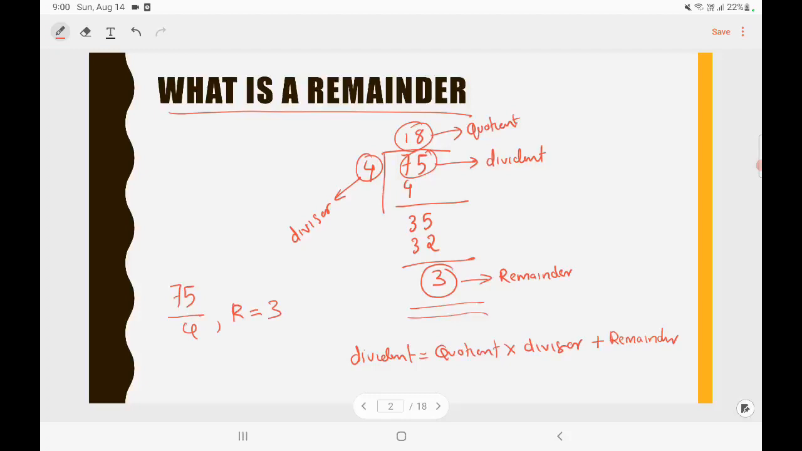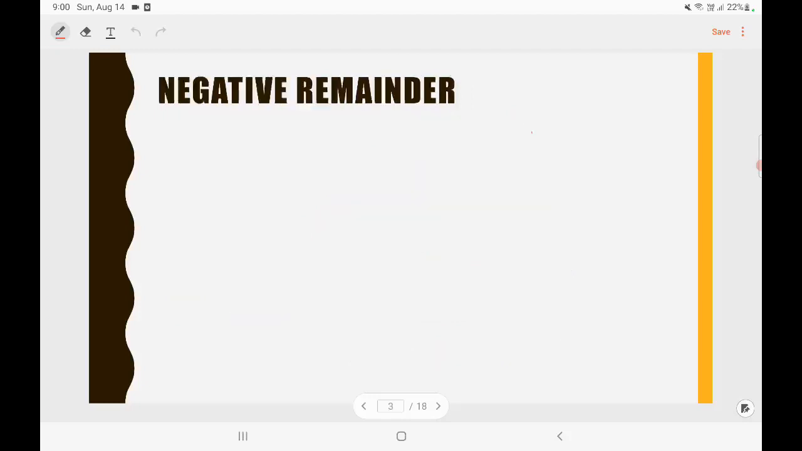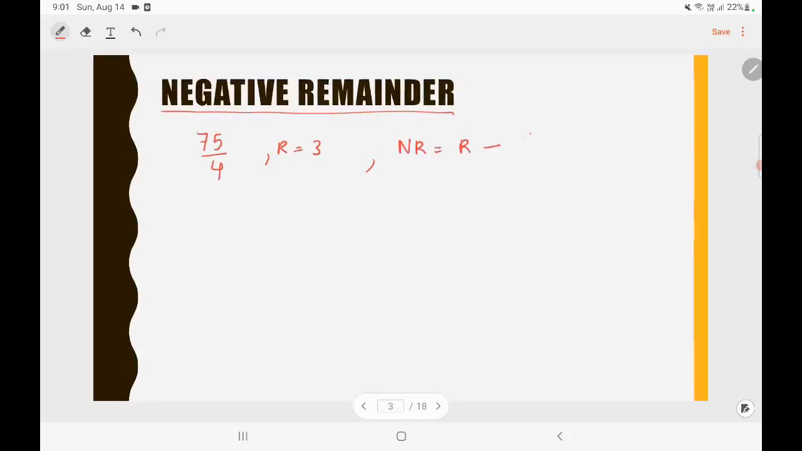Okay, so here you need to also learn about another concept, which is the concept of negative remainder. In the previous example, when you divided 75 by 4, you got remainder as 3. Here, the negative remainder is equal to actual remainder minus divisor. So negative remainder is equal to 3 minus 4, which is equal to minus 1. You need this concept of negative remainder in solving various problems related to remainder theorem. That's why you need to learn about negative remainder.